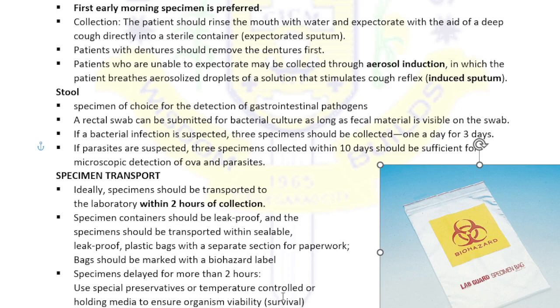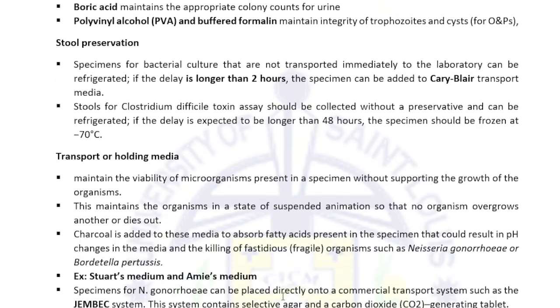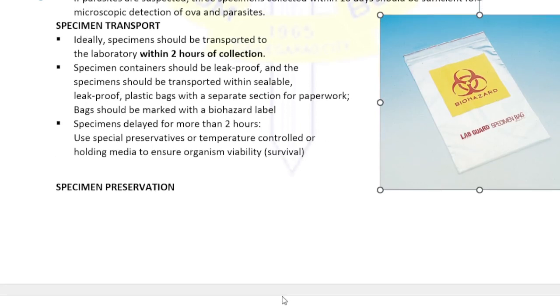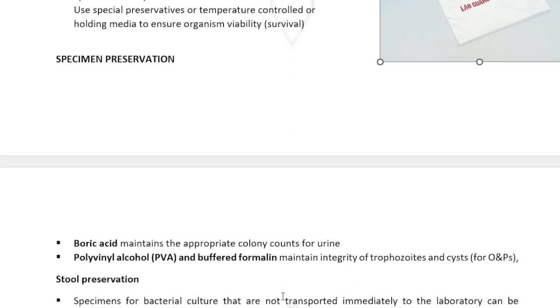Usually, if this is unavoidable, depending on the specimen, it is refrigerated. Okay, so we go to specimen preservation. Okay, so for preservation we have here boric acid for urine specimen, that is to maintain appropriate colony count. There is also polyvinyl alcohol and buffered formalin, that is to maintain integrity of trophozoites and cysts. Okay, so there are many others for parasitology.